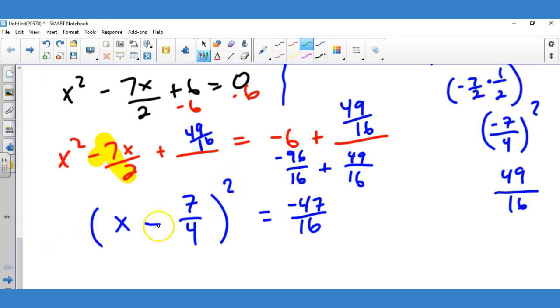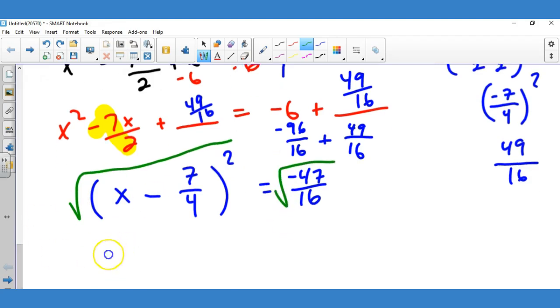To get rid of this square, I'm going to take the square root on both sides. So I'm left with x minus 7 over 4, because these cancel, equals plus or minus. And I'm going to go ahead and do this, guys. See that negative right there? Well, here, let's write it out. -47 over 16. All right.